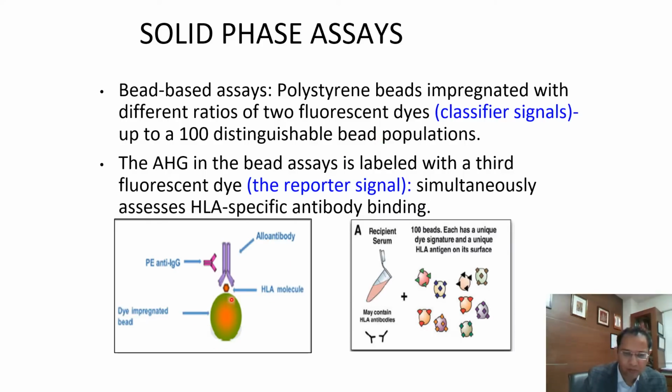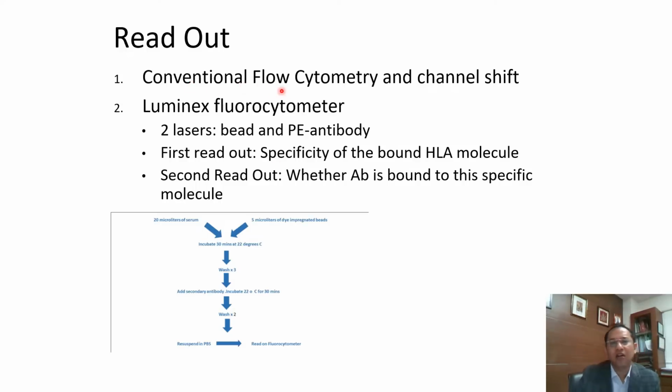Just to simplify the same, this is the bead which is impregnated with the dye. You have an HLA molecule which is coated on the same. When you add a serum, and if the serum is against this HLA antigen, you will have an antigen antibody reaction. You add a secondary antibody which is fluorescent labeled, which can be detected through a laser. So the readout in conventional flow cytometry is the mean channel shift, whereas in Luminex fluorocytometers, you have two lasers like I told you, and the readout is MFI, or mean fluorescence intensity.